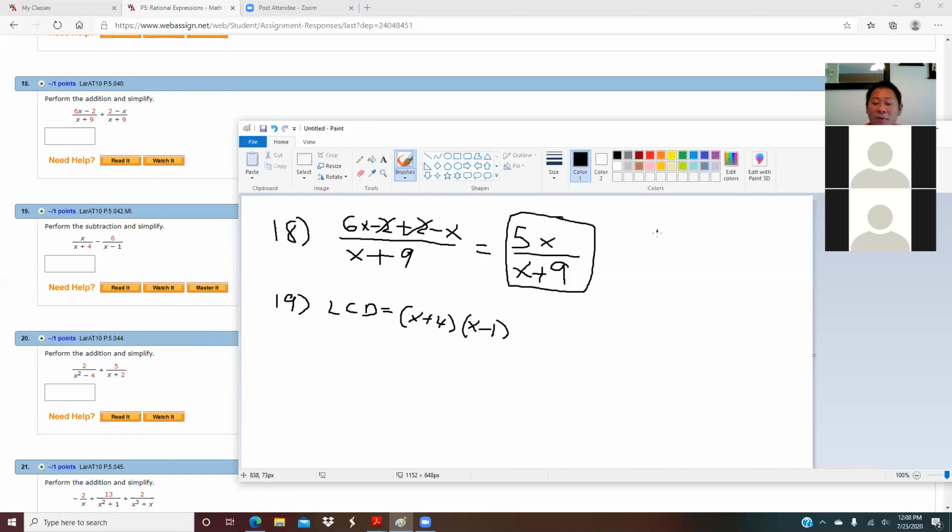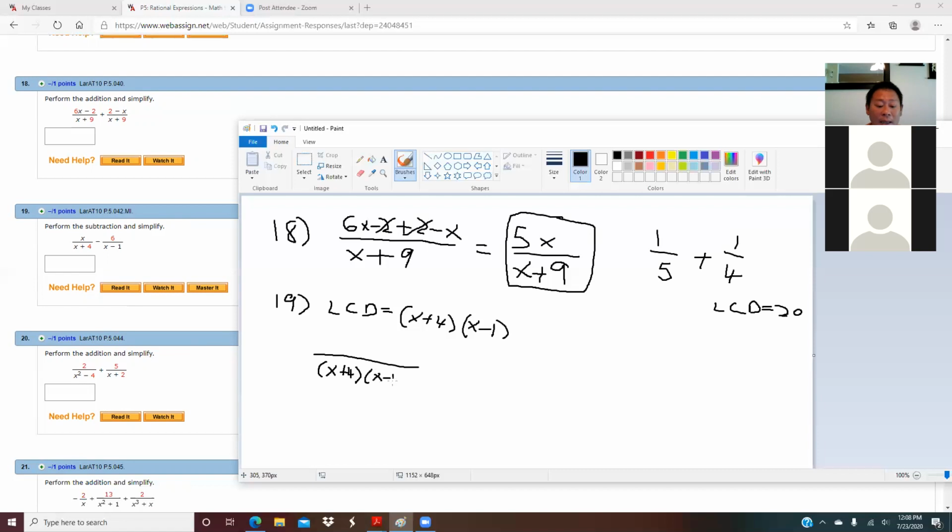Same thing with fractions. If you remember fractions, if you have 1/5 plus 1/4, the LCD here, because 5 and 4 have nothing in common that you can factor out, is found by multiplying the 5 and the 4, so you get 20. This is like the question on number 19, because these two have nothing in common. So how do you find your LCD? You just multiply x plus 4 and x minus 1 together. So your denominator should become x plus 4 and x minus 1.